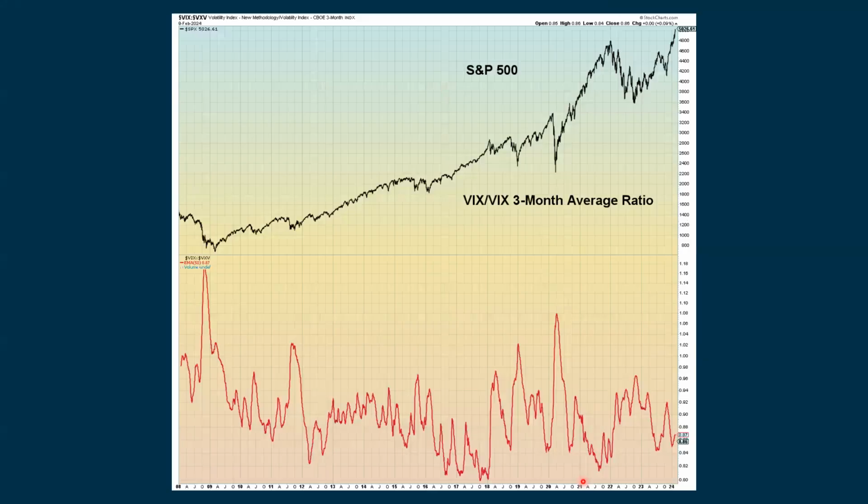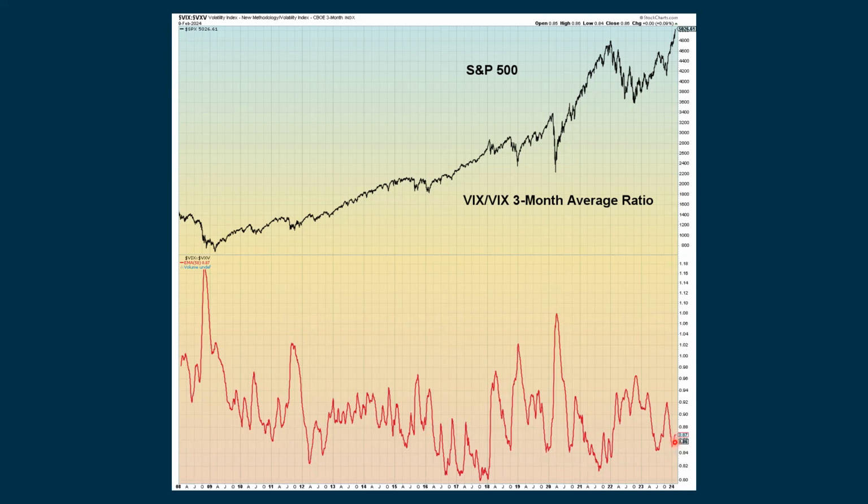Then we look at the VIX and then a 3-month average of the VIX. When this is going down, that tends to be positive. When this is going up, that's more negative. When we started hitting some bumps at the early part of 2024, the VIX started going back up, and we're still within that 3-month range that's being measured here.